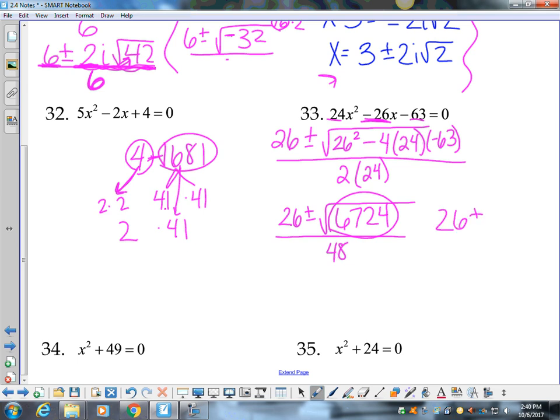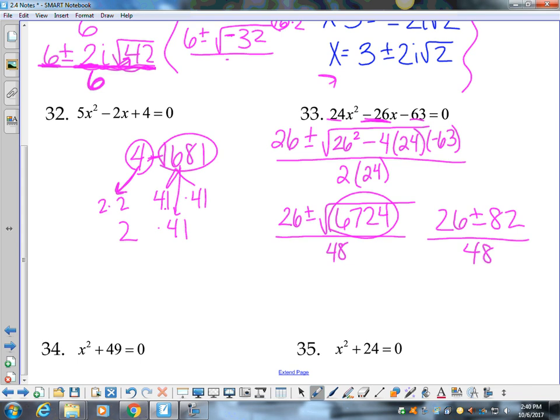So here's what I have. I have 26 plus or minus 82 over 48. Notice there are no i's. There are no numbers left up under the root because it was a perfect square. And here's what some of you are going to do on the test. You're going to stop here and you're going to walk away.